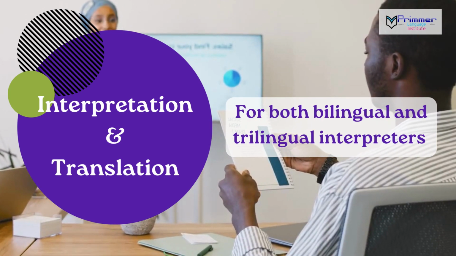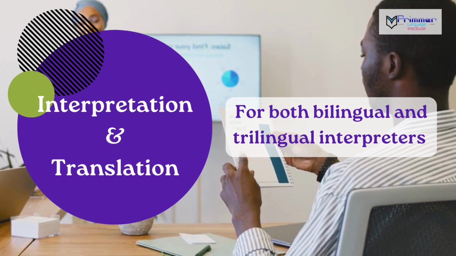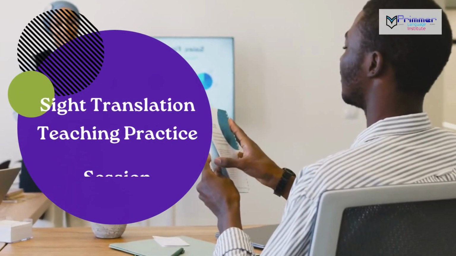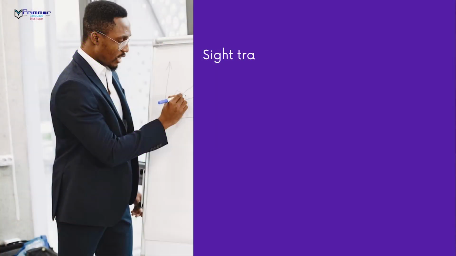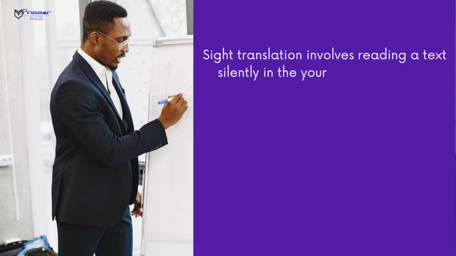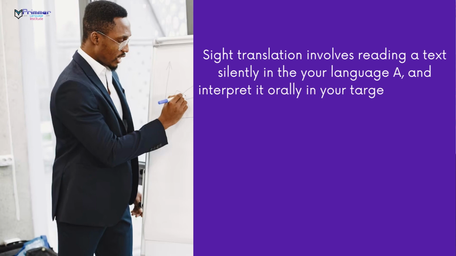Sight translation is what we'll be doing today. It's when you read a text in your language A and interpret it orally in your language B. So the information you are getting is on a text, it is written down. You are not hearing it. That's why it's called sight translation, not sight interpretation.